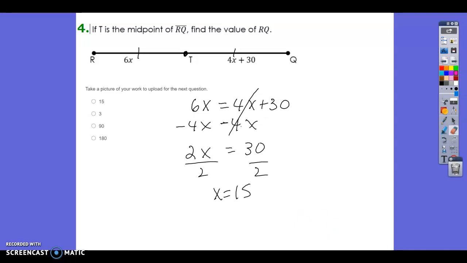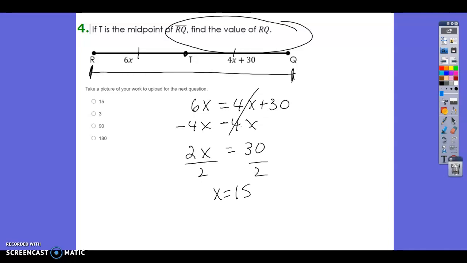They're asking, find the value of RQ. RQ goes from here all the way to here. So we're going to have to plug 15 back in. There's a couple different ways to do that, but I'm just going to do it the easiest way. 6 times 15 plus 4 times 15 plus 30. That gives you the entire distance, and it ends up being 180.